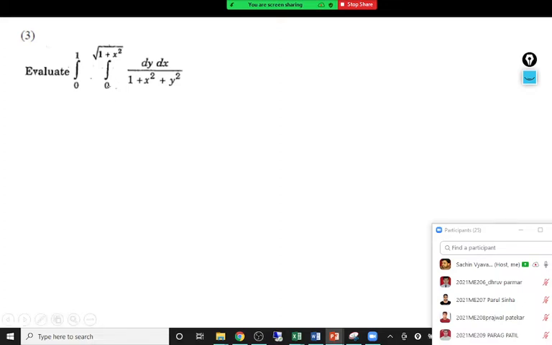Actually, if you observe the inner limits, they are in terms of variable x. So if the limits are in variable x, keep that variable as a constant. So we are going to keep x as a constant, and we are integrating with respect to y now. So first we should integrate it with respect to y. So can anyone tell me what is the integration of this integral with respect to y?